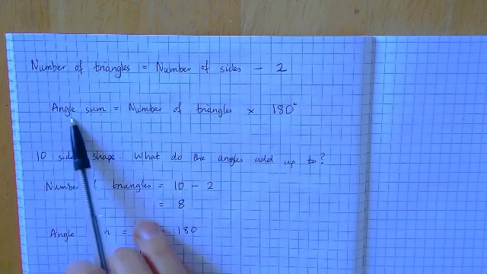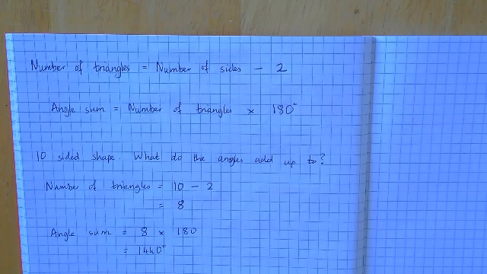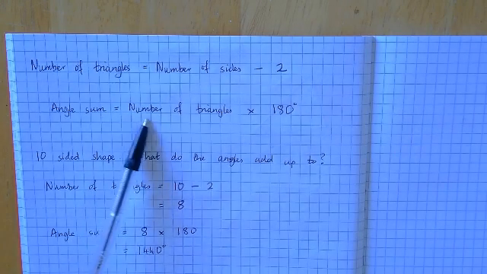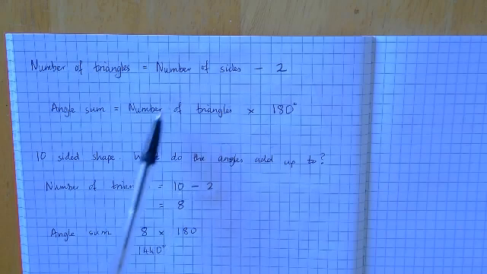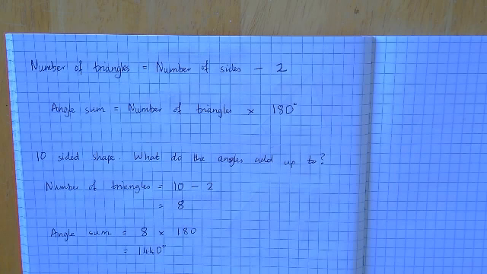And then we said if you want to work out what all the angles in a shape add up to, like we know angles in a triangle add up to 180, then you do the number of triangles that you can fit into your shape and you times that by 180, because we know there's 180 degrees in each triangle. So today we're going to be using that fact to answer some questions.